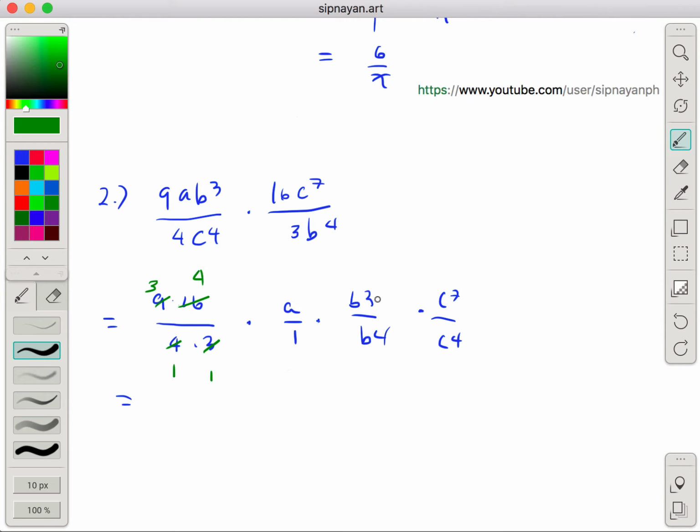So, what else can we simplify? b cubed and b to the fourth. This is b times b times b. This is b times b times b times b, 4 times. So, we have one left here. Then this becomes 1. So, b cubed over b to the fourth can also be written as b times b times b over b times b times b times b. So, you cancel there. It all becomes 1.